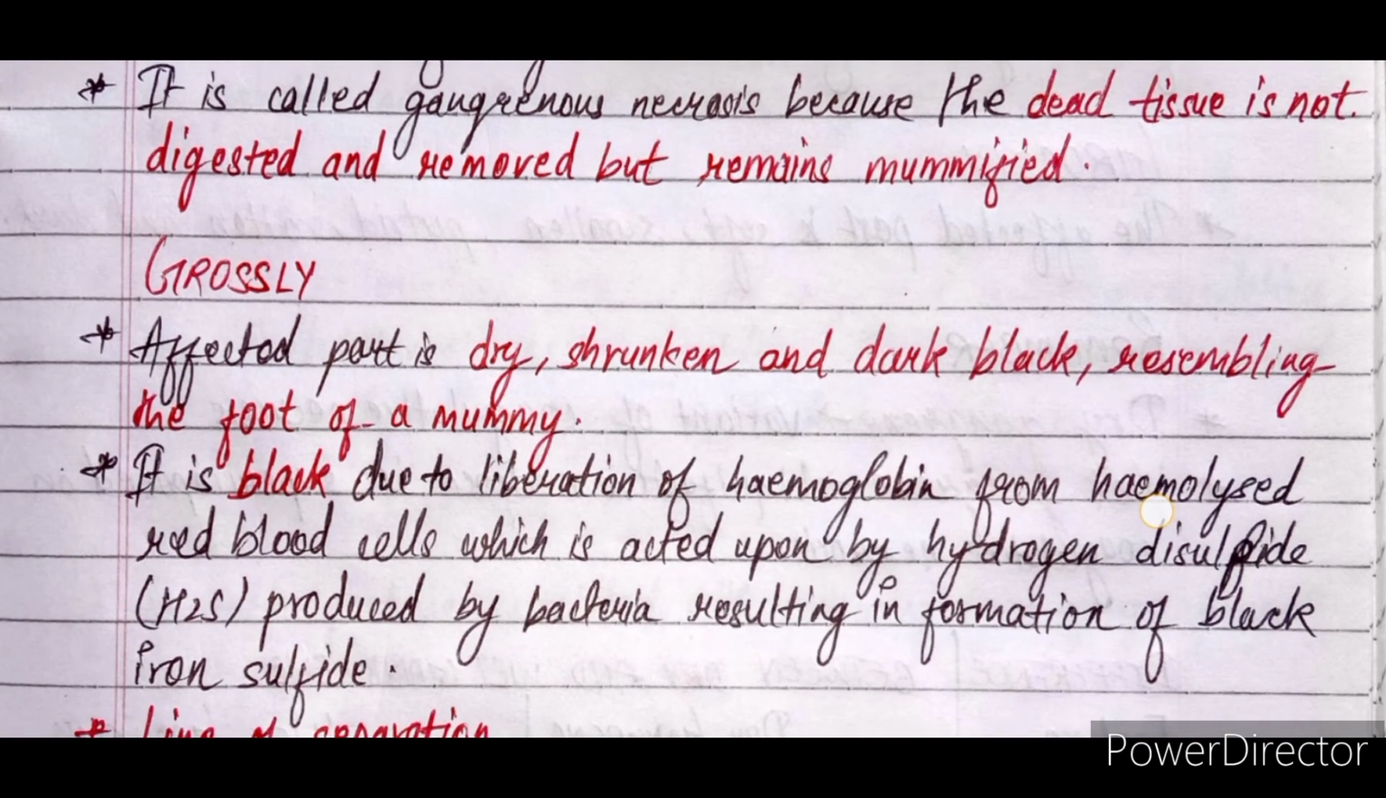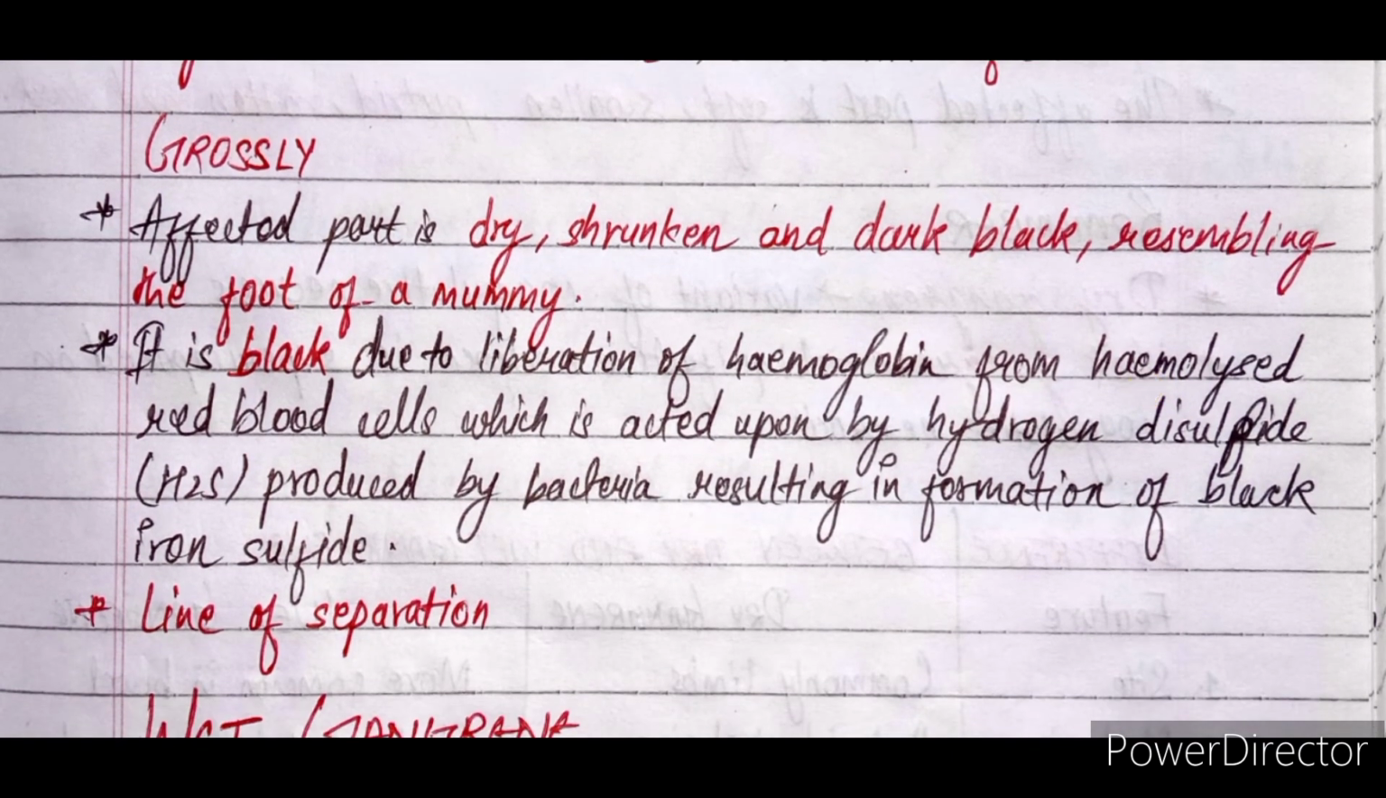Grossly, if we see a dry gangrene, then the affected part looks dry, shrunken and dark black, resembling the foot of a mummy. It is black due to liberation of hemoglobin from hemolyzed red blood cells, which is acted upon by hydrogen sulfide, that is H2S, produced by bacteria, resulting in formation of black iron sulfide. And a major feature is that the line of separation is easily visible.